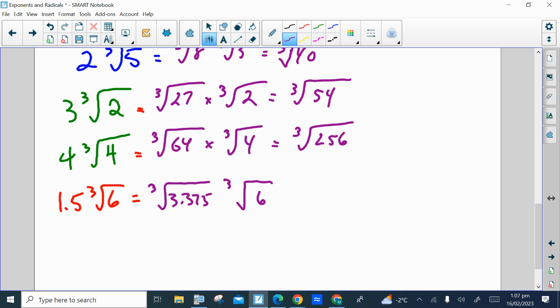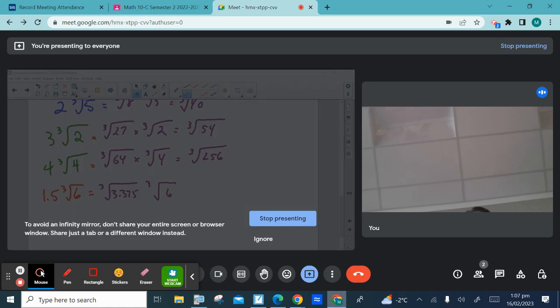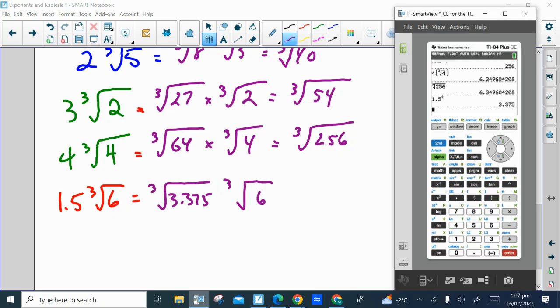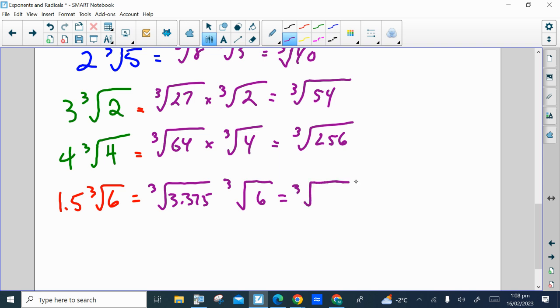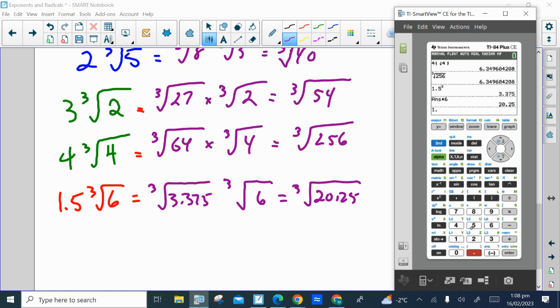And now what do we do, Emery? Multiply what? Yep. And then your answer will stay a cube root. So we take that 3.375, multiply by 6, and our answer will be the cube root of 20.25. Which again, we will check. 1.5 times the cube root of 6 will be equivalent to the cube root of 20.25. Same decimal.